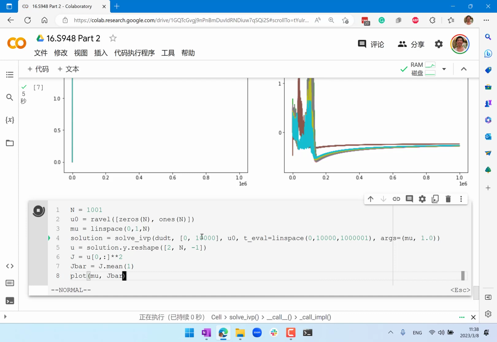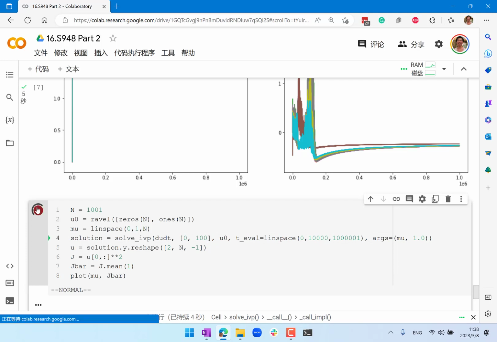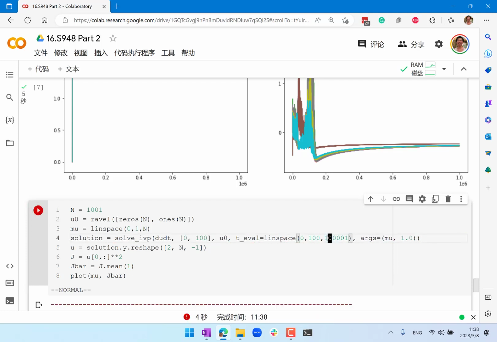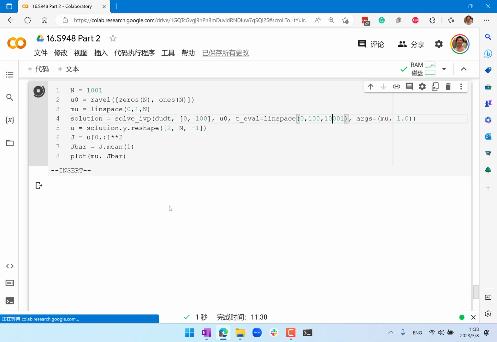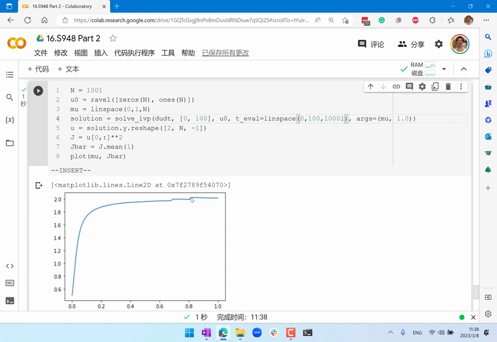Let me start with something much shorter, because otherwise that will take too much time. So let's integrate it only for 10 time units and see what the solution looks like. Well, 10 time units might be a bit small. Let's integrate 100 time units and see what it looks like. Right, so this is what we see. Initially the j bar is an increasing function of mu, and at some point it gets flatter and flatter. But one of the interesting features is these kinks over here.